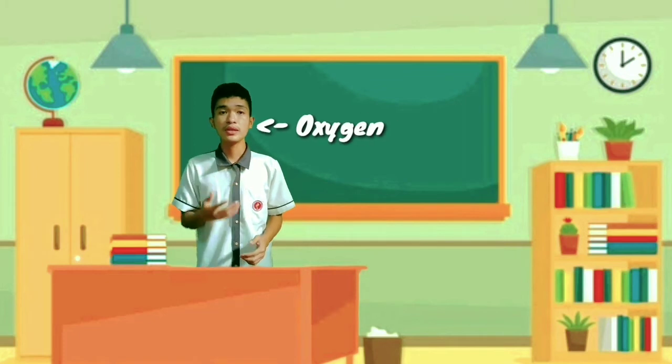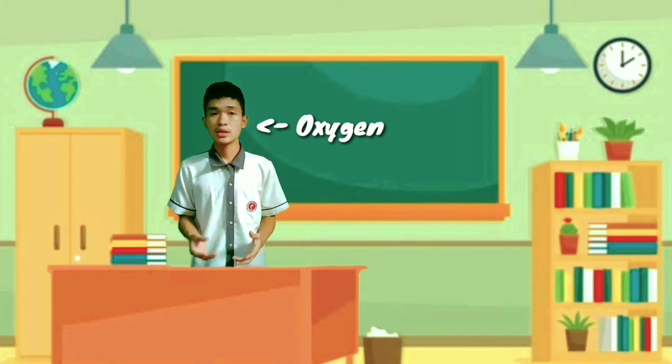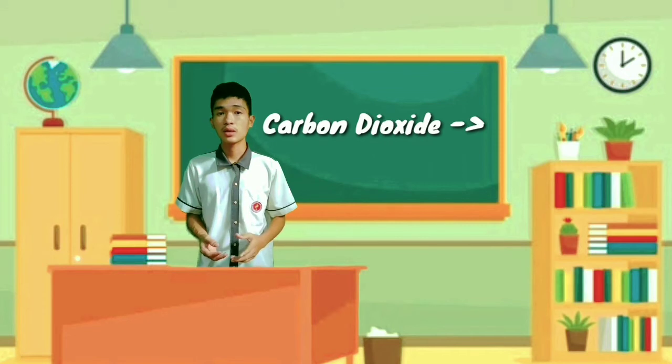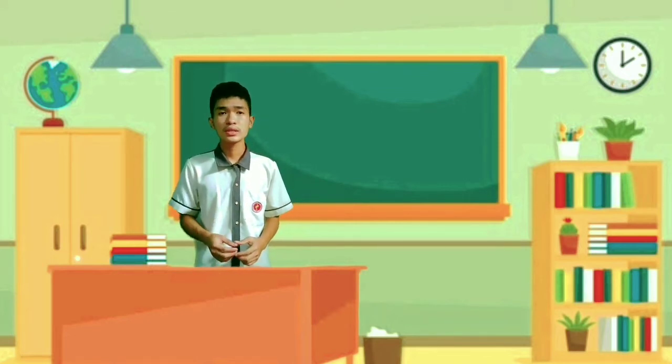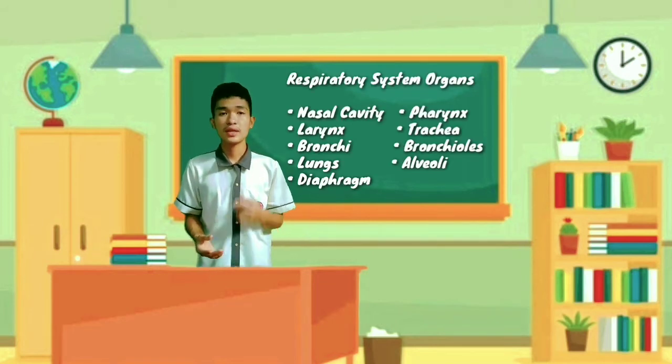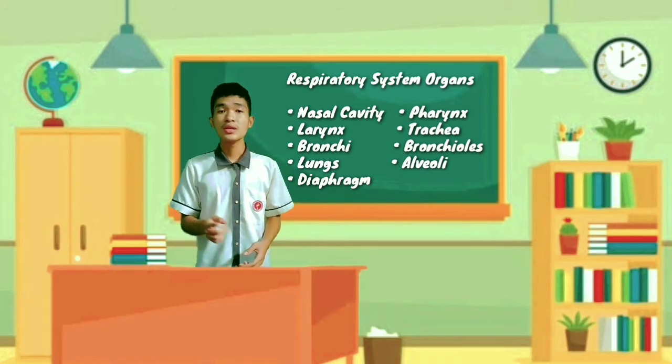We inhale or breathe in oxygen that is needed in our body and breathe out the carbon dioxide as a waste product. What are the organs in the respiratory system? Yes, we have the nasal cavity, pharynx, larynx, trachea, bronchi, bronchioles, the lungs, the alveoli, and the diaphragm. These organs help in the exchange of gases inside our body.